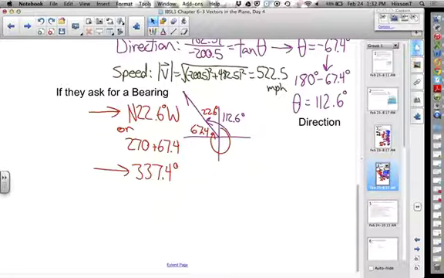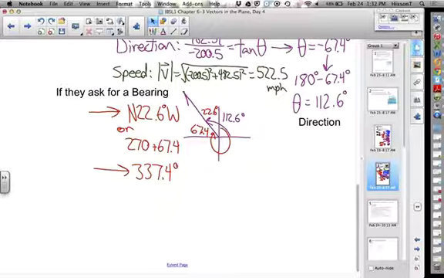If they ask you for a bearing, depending on how they're giving their other directions in the problem, you could give a result like this. If that's 112.6, that means we went 22.6 degrees past north. So we could write that as north 22.6 degrees west. Alright? Again, this is only if they ask for a bearing. If they just ask for direction, this is the answer we're looking for right here.